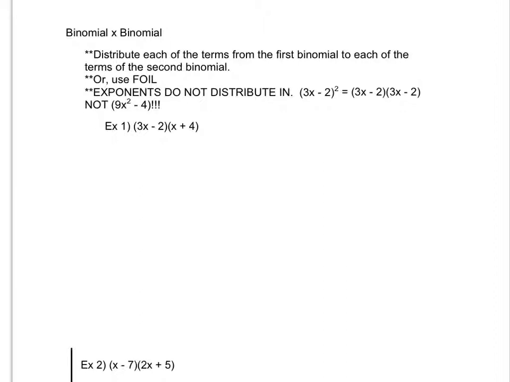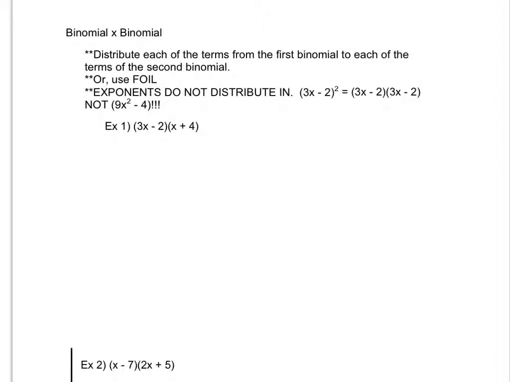The big thing I need to point out, and you're going to see this in example 3, is that exponents do not distribute in. So for example, if I have 3x minus 2 squared, that is 3x minus 2 times 3x minus 2. You do not distribute the square in and get 9x squared minus 4. Please do not do that. It is a huge mistake. It is such a common mistake. You have to write it twice and then either distribute in or FOIL.